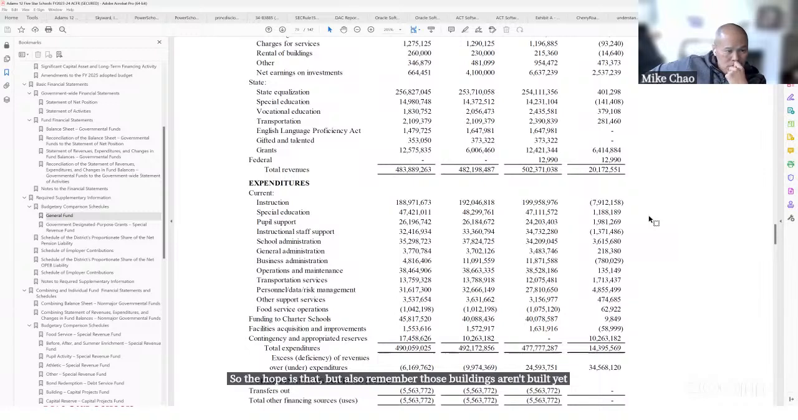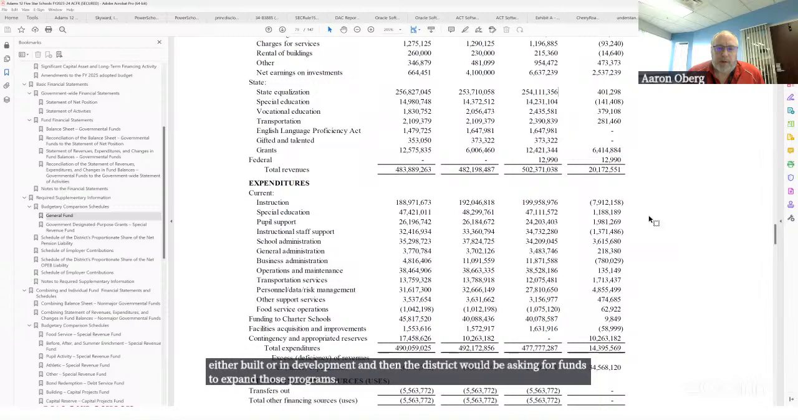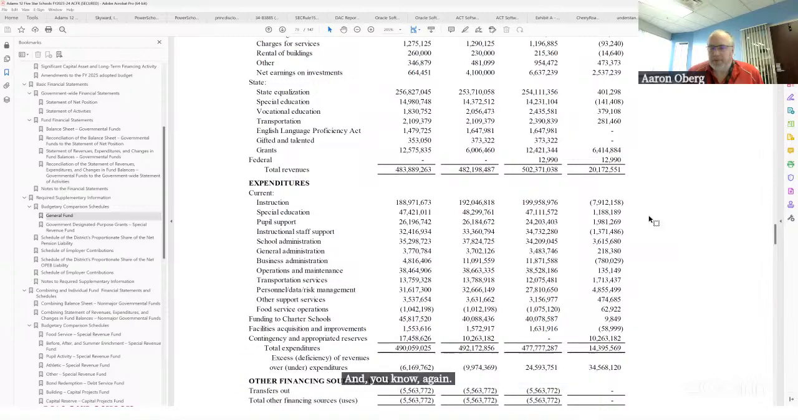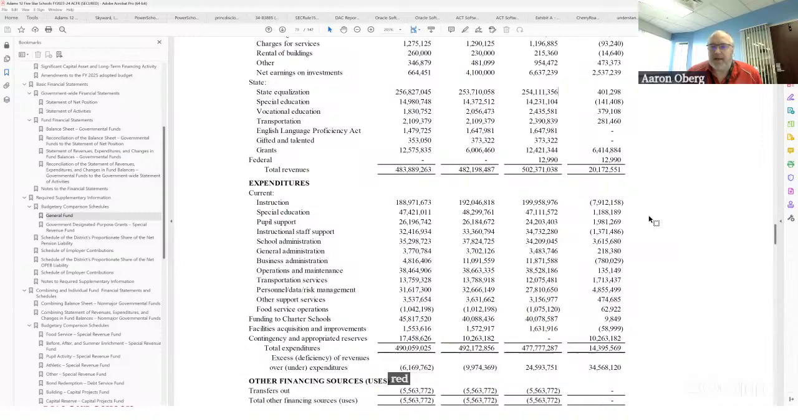Mhm. So with the hope of placing the mill levy back on the ballot in the next 4 years, by then we would have those new CTE buildings either built or in development, and then the district would be asking for funds to expand those programs. And, again, I think the voters have the opportunity to say no, but 4 years from now, obviously, we can't say what's going to happen. In the short term, Mike, I don't see a lot of reductions. I just don't see the expansion.